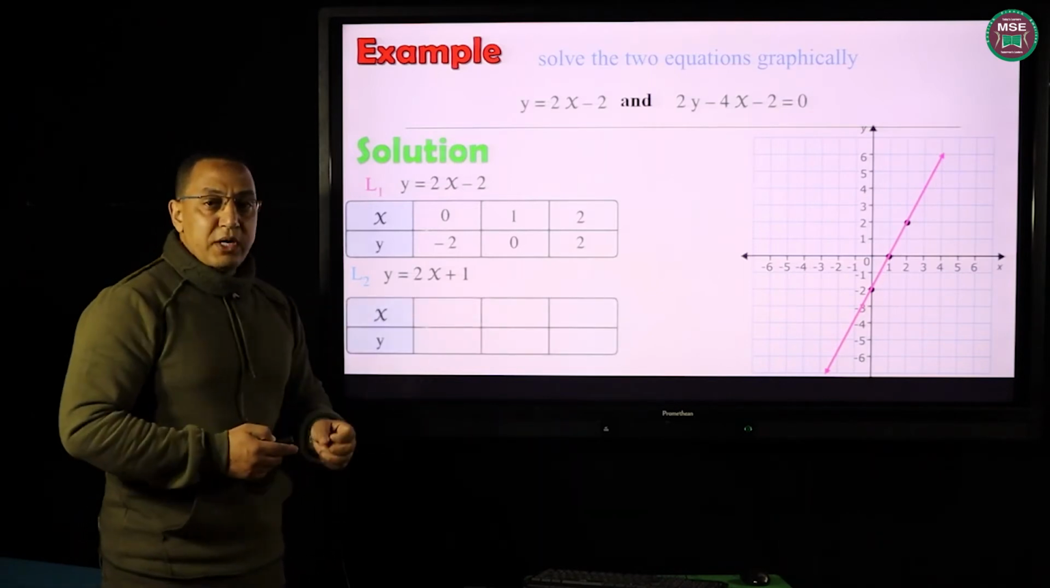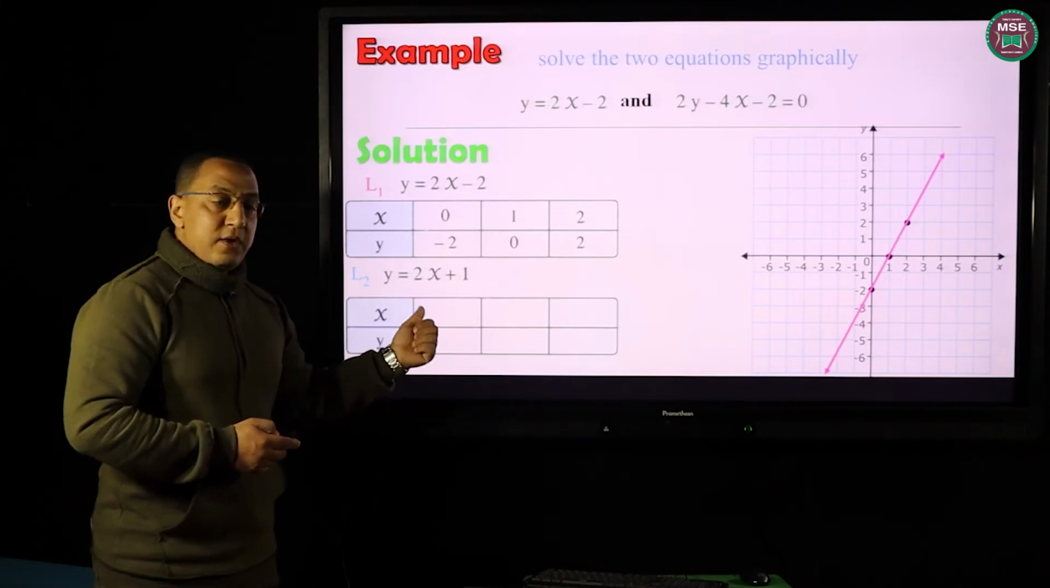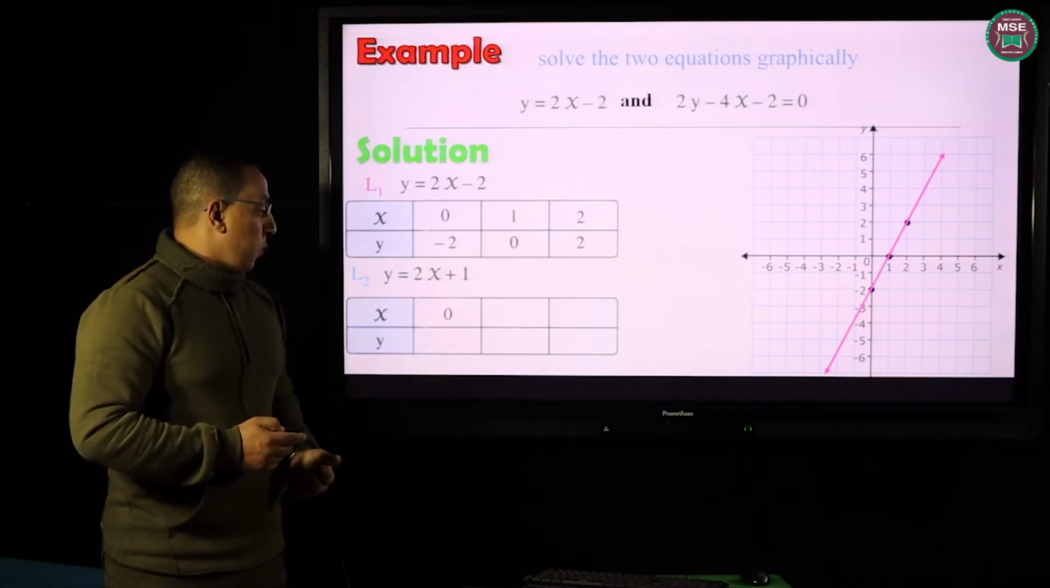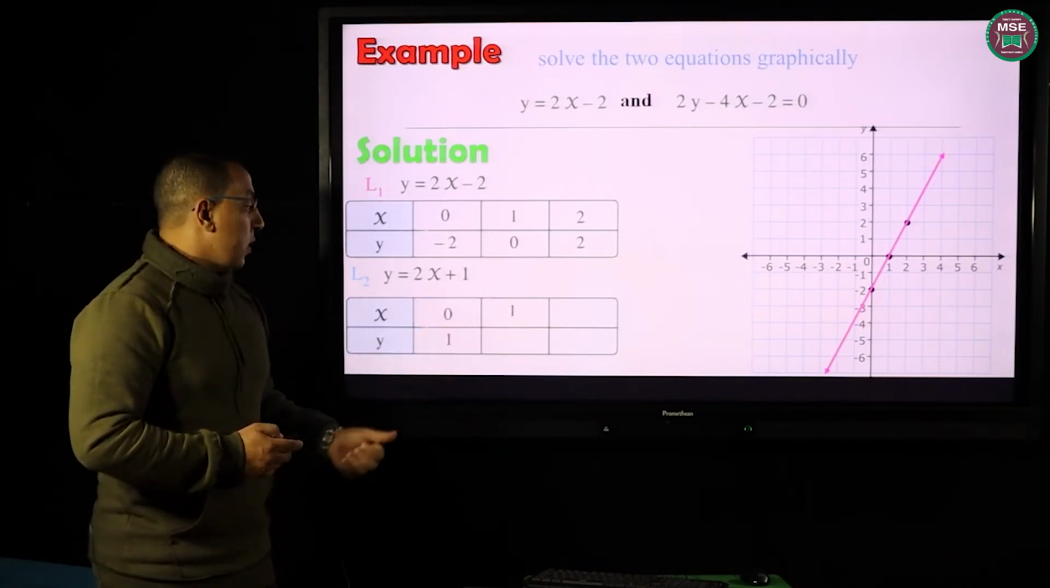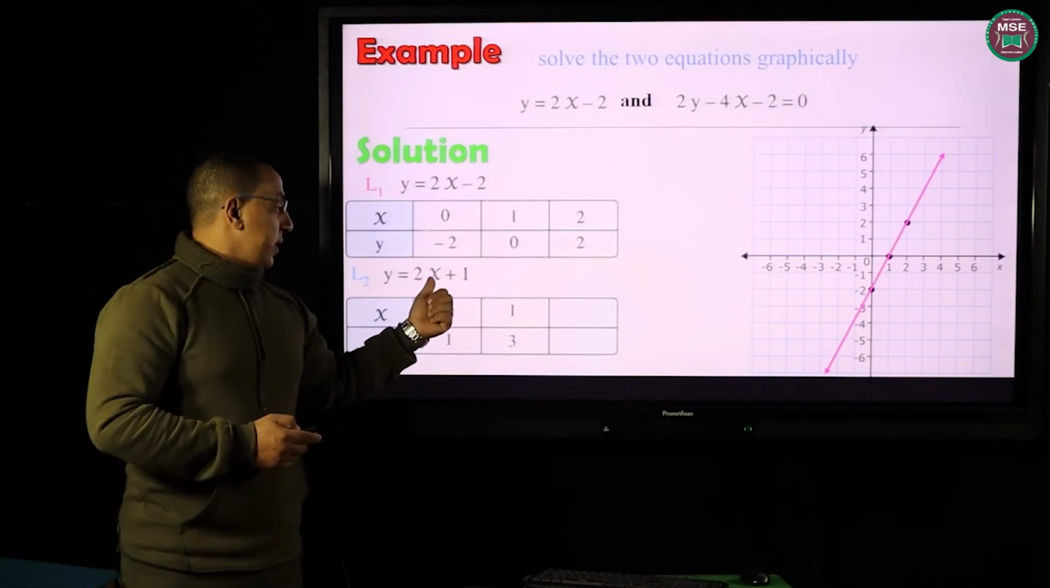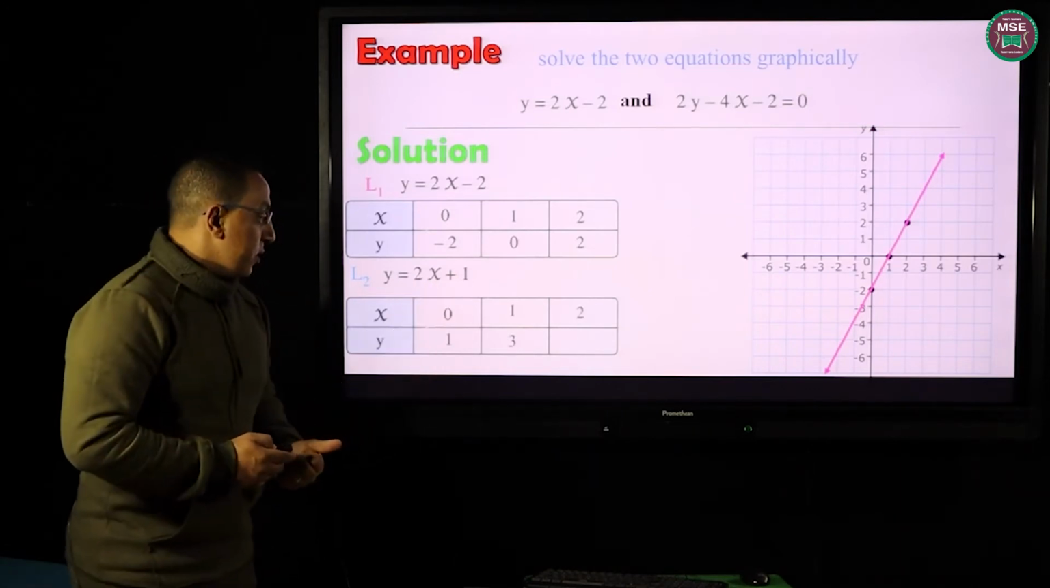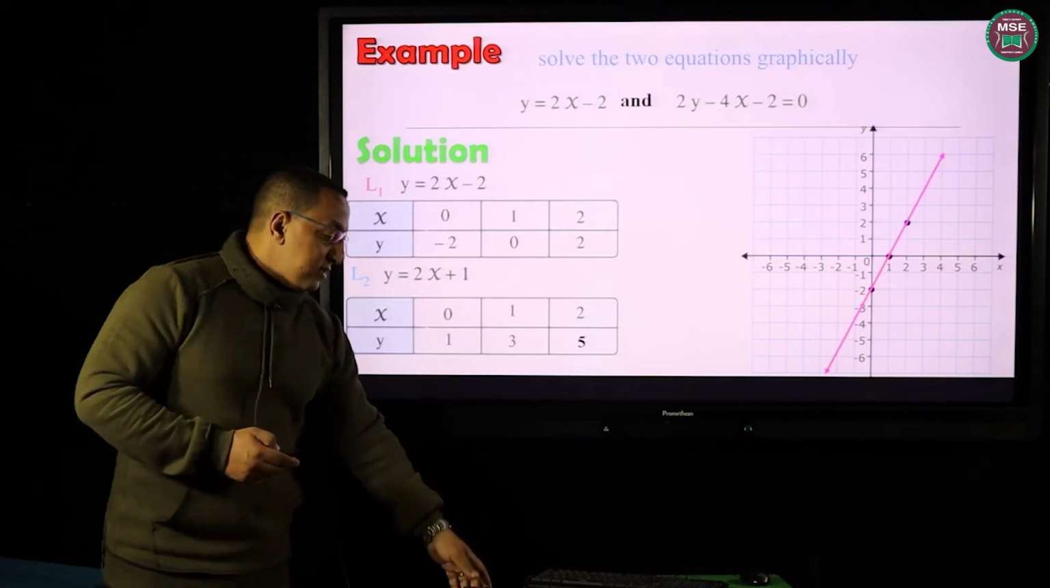In place of x, I'm going to write 0, 1, and 2. If x equals 0, y equals 1. If x equals 1, y equals 3. If x equals 2, y equals 5. Okay? Then I'm going to connect the 3 points.